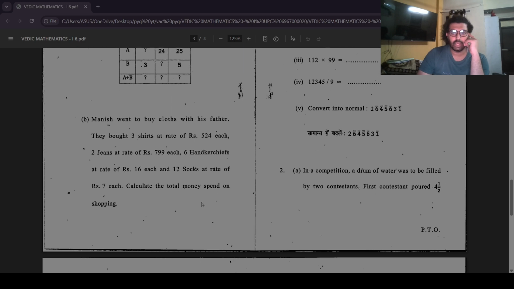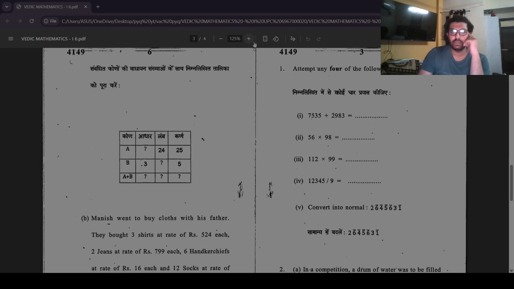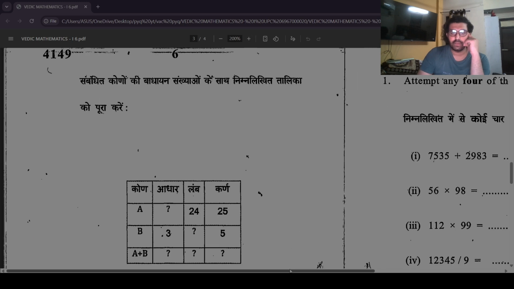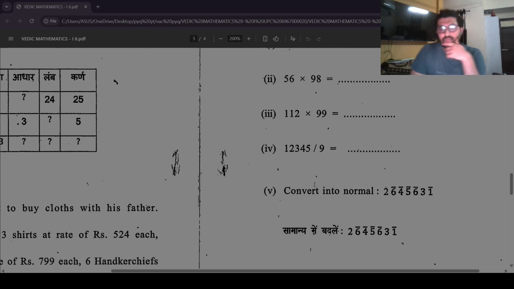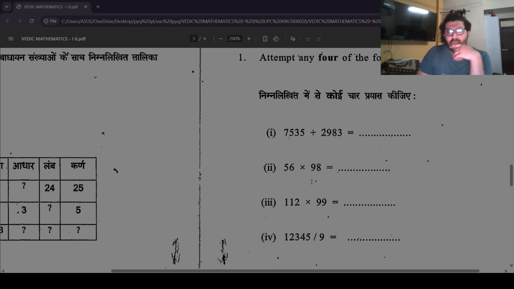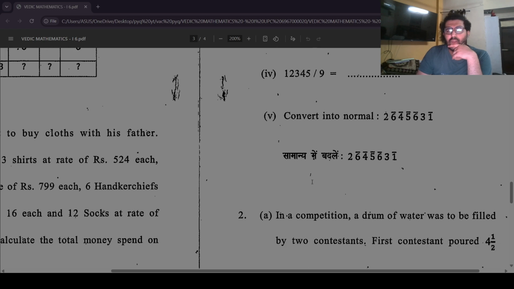so here's question number 1 for you guys. You can zoom it. It's very difficult for me to read such questions, but you guys can just see on the screen and you know how to solve it. Okay, these types of questions will come in your exam. Okay, so question number 2.